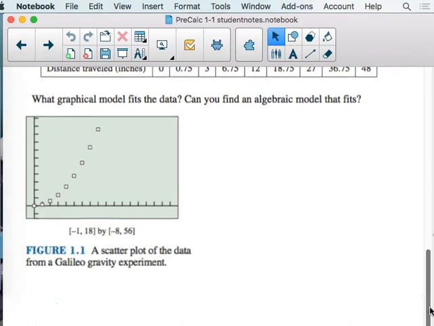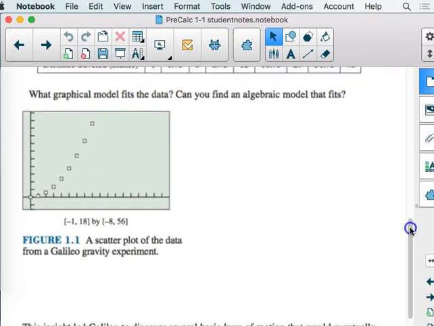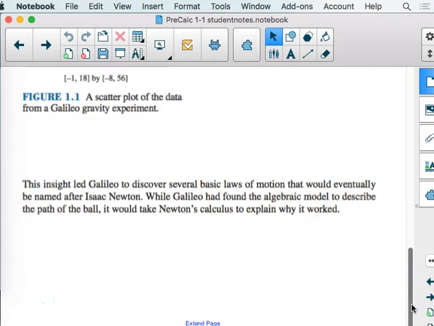So this says this insight led Galilei to discover several basic laws of motion that would eventually be named after Isaac Newton. While Galileo had found the algebraic model to describe the path of the ball, it would take Newton's and Leibniz's calculus to explain how it worked. So it was a start. It was getting people thinking about what's going on with gravity and how all of this works. It took a while for them to come up with all of this, but when you think about when he was alive and when he was calculating this, it is phenomenal that he was interested in these things.